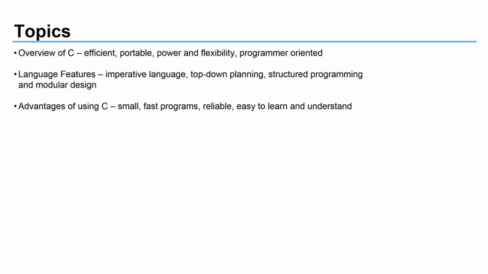The advantages of using C we'll focus on. C is great for small, fast programs. It's very reliable, very easy to learn, and very easy to understand. If you were to take a C program from a fellow peer or fellow developer, you would be able to follow it pretty quickly.